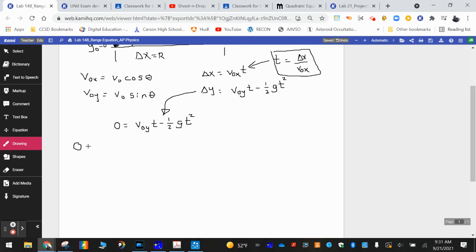So this is 0 equals V0y, and I'm going to put a bracket here, just so we're okay. It's just going to be delta t.